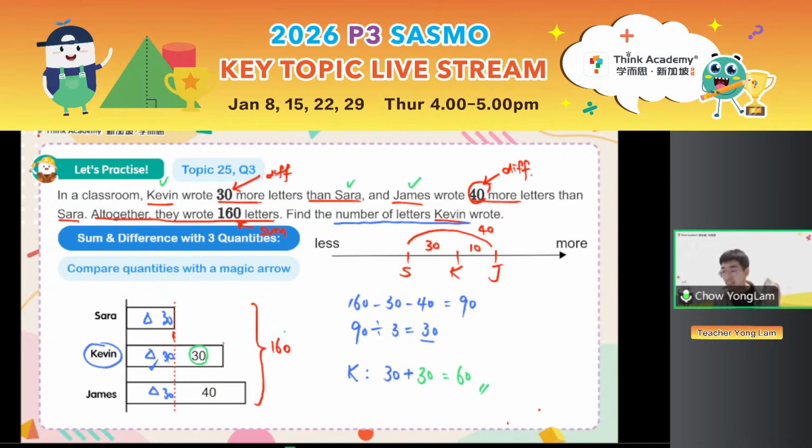Okay, so here are the most important parts, two things that I just noticed. Number one, compare with a magic arrow. Number two, make sure you know how to find the value of one unit, or in this case, one same part, correctly. Don't just subtract, you need to divide at the end. And remember, answer what the question asks.